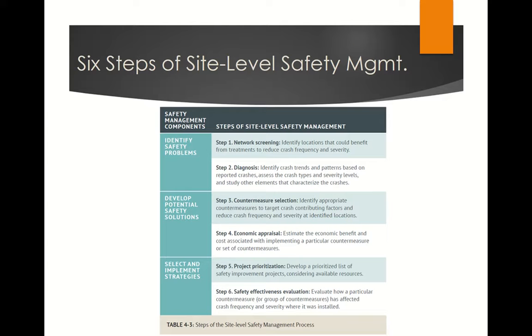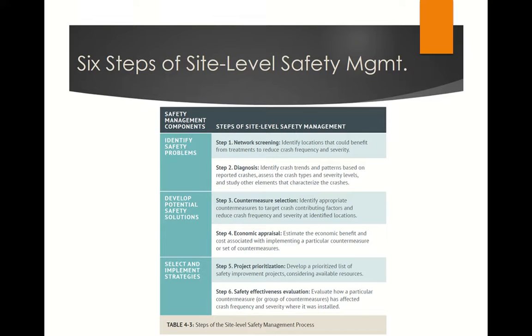Then after understanding the nature of the problem, we move into the countermeasure selection. And again, there is a wide variety of tools and resources for those countermeasures that you may look to, whether it's engineering or behavior, trying to understand if some combination of those may be most effective. Then we do the economic appraisal, looking at the economic benefit and the costs associated with implementing one or more of those countermeasures or a set of countermeasures.